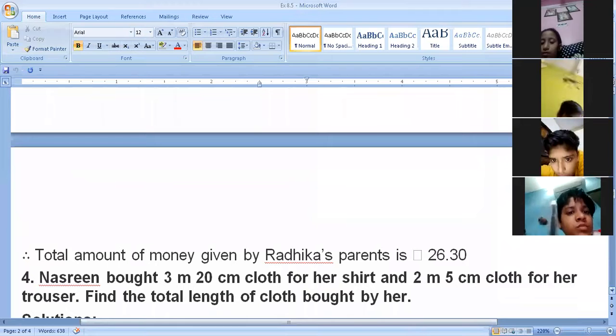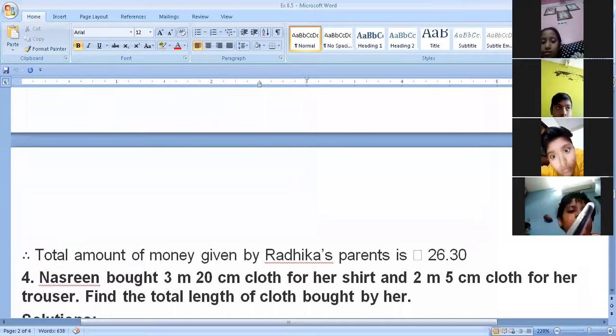Now read the next question. Kavya, unmute yourself and read the next question, number 4.